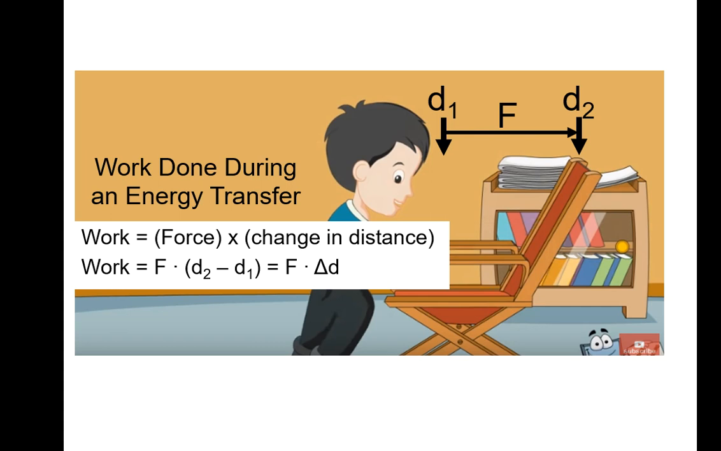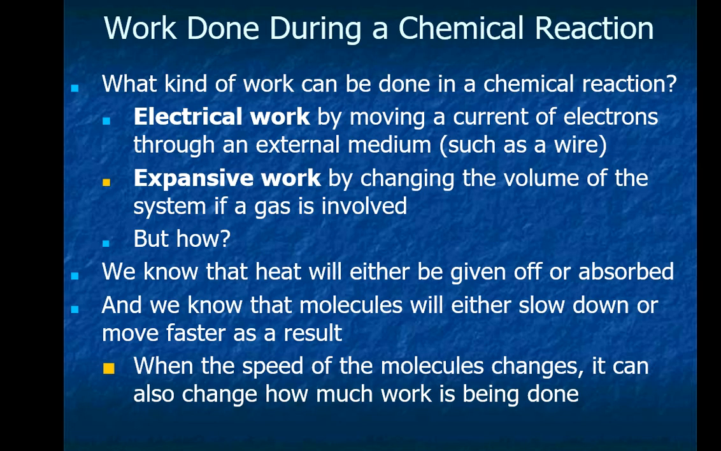Now, some of you may be thinking, well, Dr. Quinton, that's all well and good, but what does this have to do with chemistry? Well, we can also see work being done during a chemical reaction. So, what kind of work can be done in a chemical reaction? Well, there are two types of work that we see happening all the time. The first one is electrical work. Now, this happens by moving a current of electrons through an external medium. In this case, it would be like a wire. So as we move electrons from one place to another, we're applying a force, the voltage, and the electrons are moving, so we're doing work.